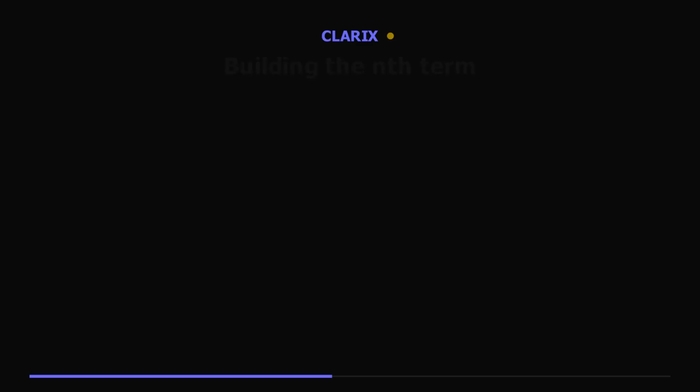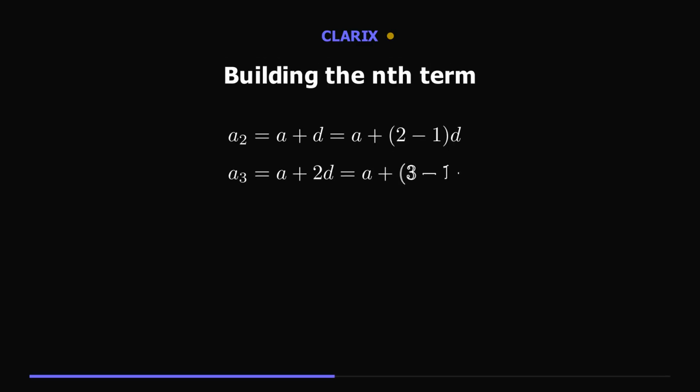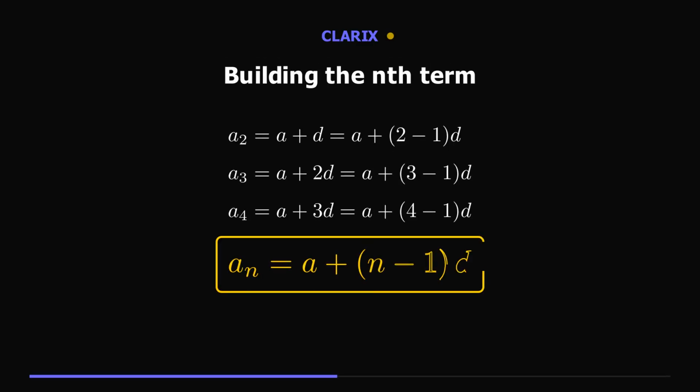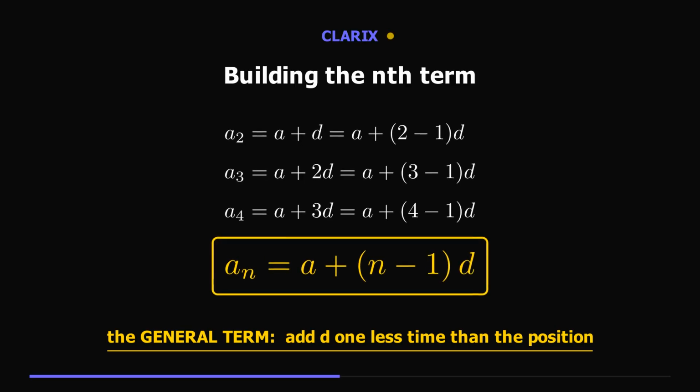And there is. Watch the pattern build. The second term is a plus d. That's a plus 1d. The third term is a plus 2d. The fourth is a plus 3d. See it?